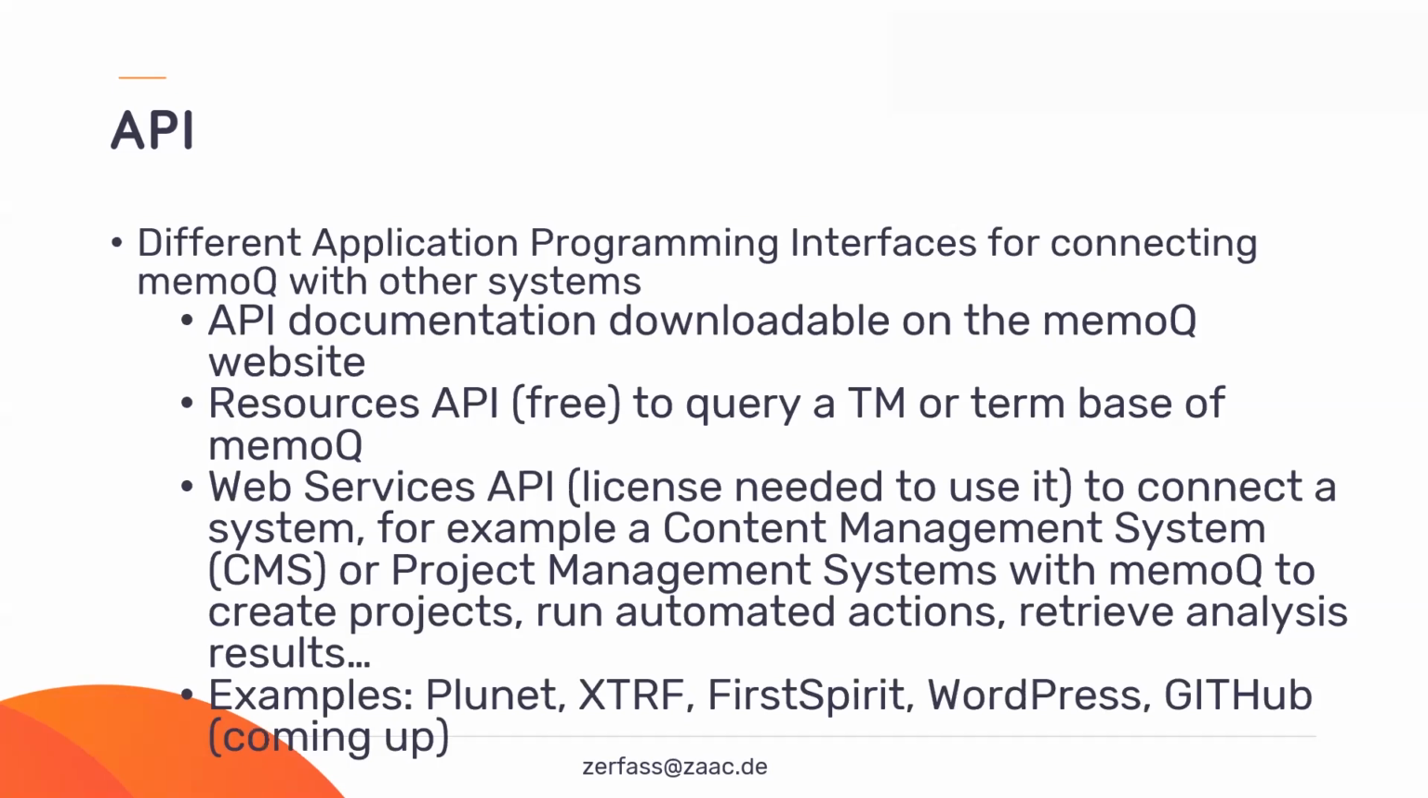And here's some examples of what already exists. So there are connections to project management systems like Plunet and XTRF. There are content management systems, WordPress, First Spirit, GitHub is coming up, and the list will grow. So if you want to do something on your own, take a look at the API documentation and decide if this is something for you.